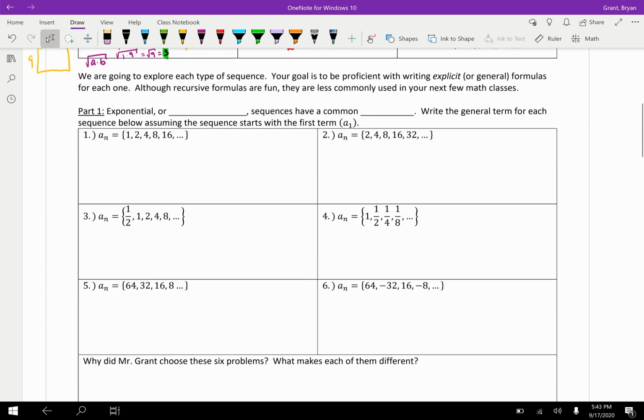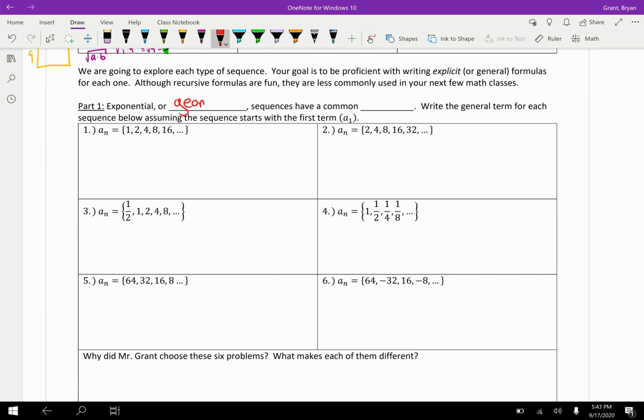So here we go. Exponential or geometric sequences have a common ratio. We are going to write the general term for each sequence below, and then we're also going to go ahead and find that common ratio. I think it's good practice for us. So I'll do one of them just to show you what I'm looking for, and then you guys can try the rest.